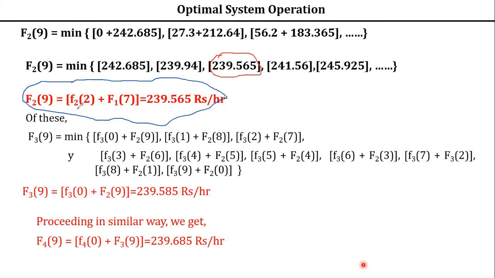So F1 of 9, F2 of 9, F3 of 9, F4 of 9. You have calculated for 9 megawatt of load. Fine. So for 8 megawatt of load, you have to calculate this one. Understood? F1 of 8, F2 of 8, F3 of 8, F4 of 8. For 7 megawatt, F1 of 7, F2 of 7, F3 of 7, F4 of 7. You have to calculate it for all of these, and you have to prepare a table that is known as your unit commitment table.